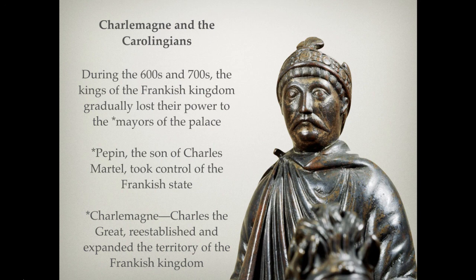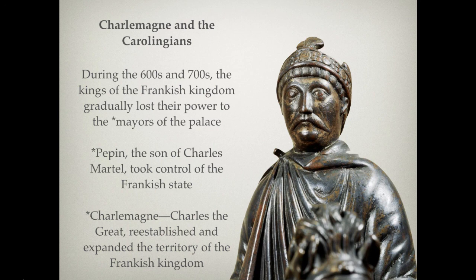Now, one of the most famous of them is Pepin, often referred to as Pepin the Short. And he was the son of Charles Martel, often referred to as Charles the Hammer. And they took control of the Frankish state. Now, Charles Martel was most famous for his battle at the Battle of Tours, stopping the Muslims from coming into France. Pepin the Short, however, his son, ended up solidifying an alliance with Rome that will be most greatly expressed through his son, Charlemagne, or Charles the Great.